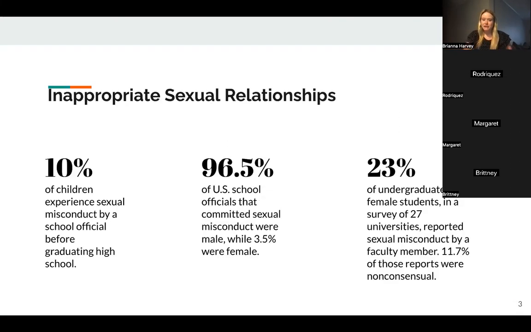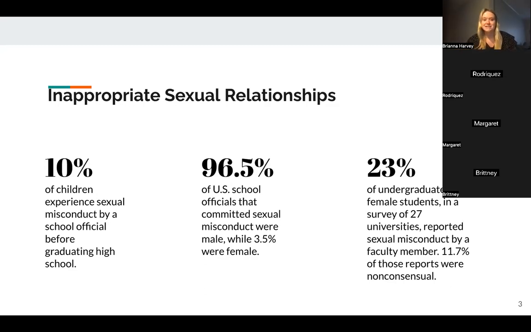So the first thing is inappropriate sexual relationships between students and teachers. Statistics show that 10% of children experience sexual misconduct by a school official before they graduate, which, to put it into perspective, would be about 1 in 10 children and 4.5 million students. So 10% does not seem like a lot, but 4.5 million students, putting it into that perspective, is a lot, and this percentage needs to be 0.